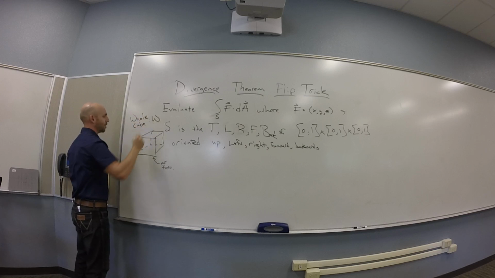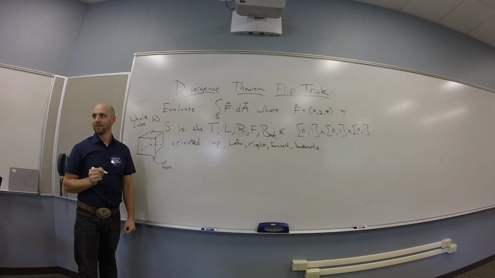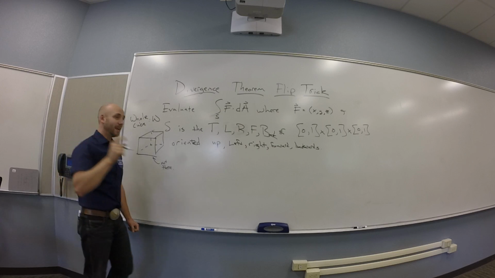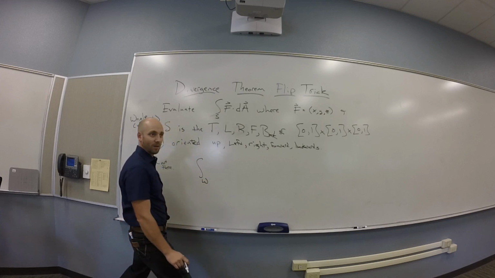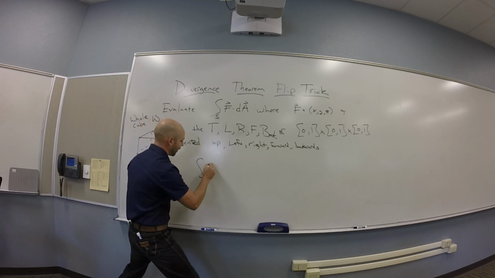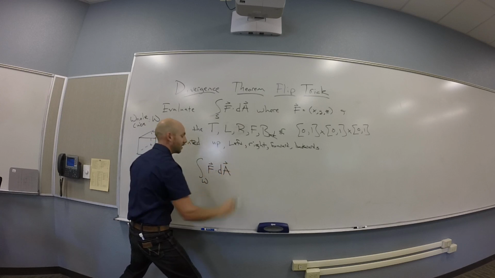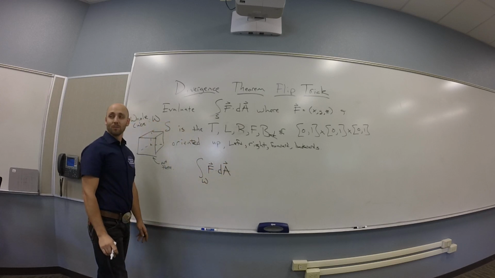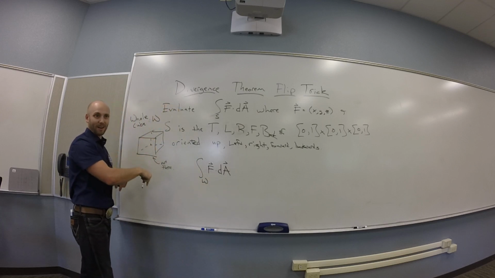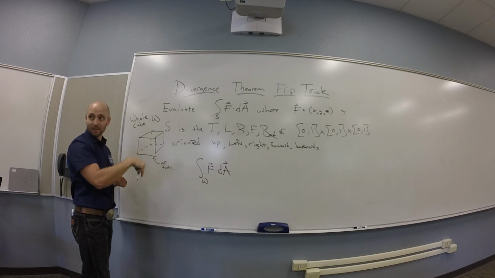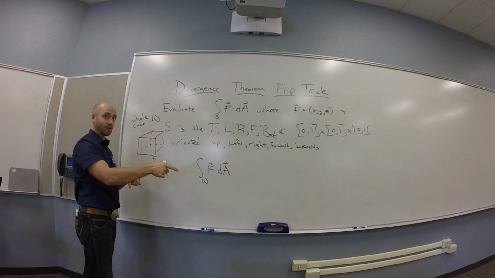I'm going to call the whole cube W, right? So the integral over the whole cube of f dotted with dA is something to which I can apply the divergence theorem. You guys see that? As long as the bottom is oriented down, I'd have to add the bottom, oriented down, and then I could apply the divergence theorem.